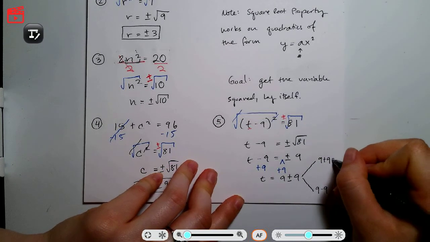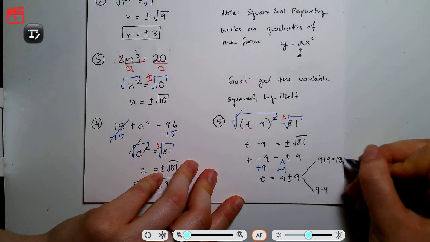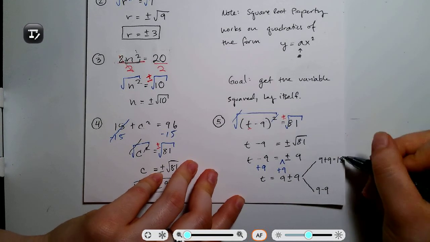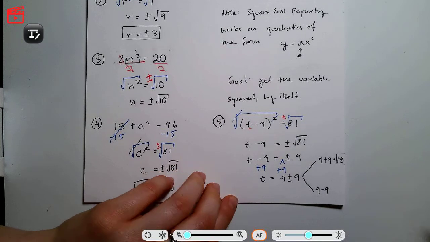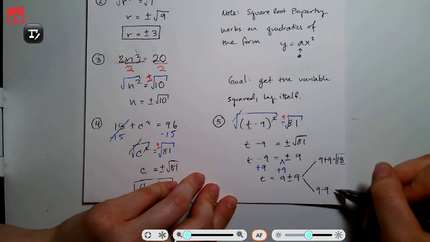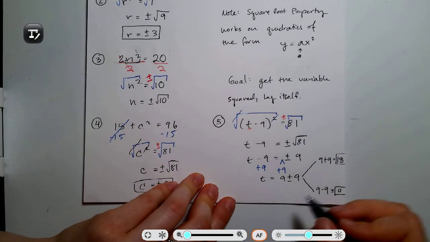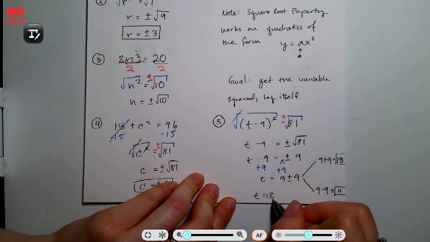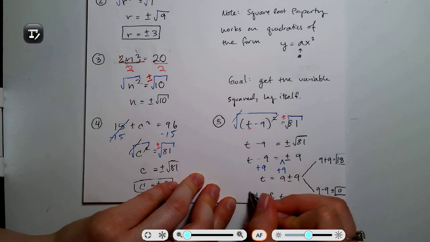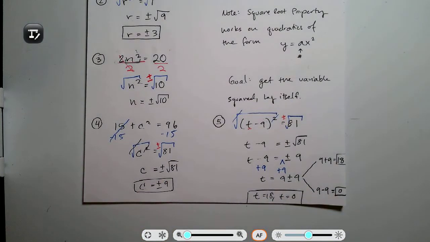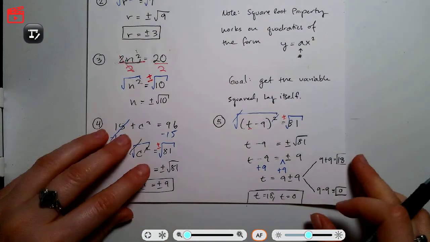So what's 9 plus 9? 18. That's my one answer. But remember, we're looking for 2. What is 9 minus 9? Well, that's 0. And there I have my second answer for t. So t equals 18 and t equals 0. And that is the square root property for solving quadratics.